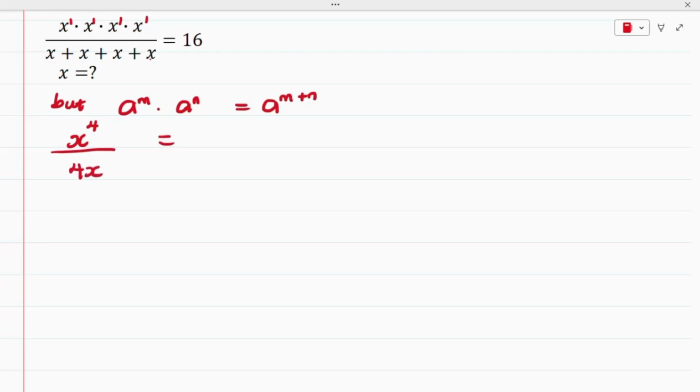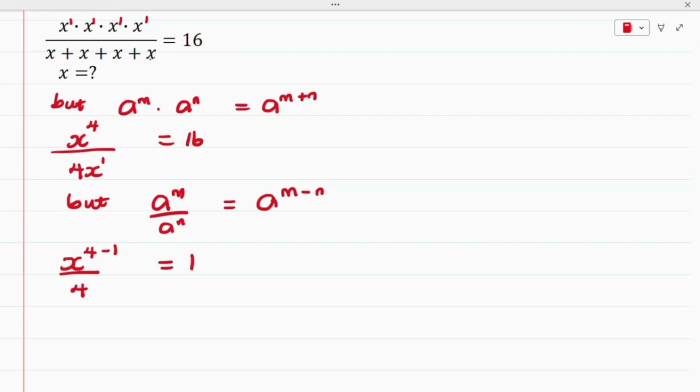Now x plus x plus x plus x gives us 4x, and this is equal to 16, and this is raised to the power of 1. Also, if we have a raised to the power of n, divided by a raised to the power of n, this is equal to a raised to the power of n minus n. So we have x raised to the power of 4 minus 1, divided by 4, and this is equal to 16.